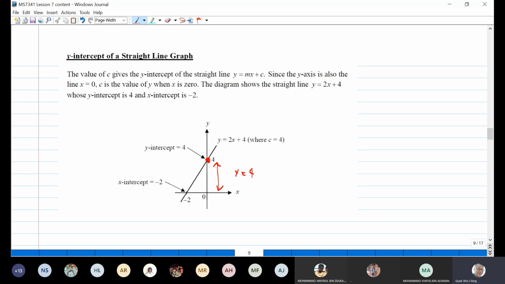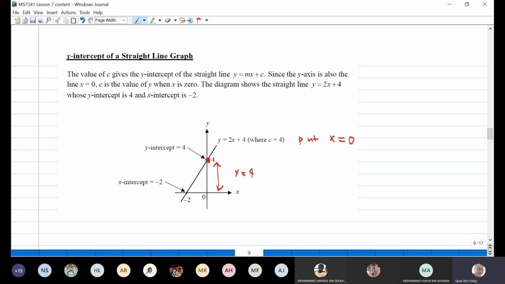How do you find the y-intercept? Basically, it's very easy. Put x equal to 0. Put x equal to 0, you get y equal to 2 times 0 plus 4, the y-intercept. Okay, so this is called y-intercept. It is how far away from 0 the straight line cuts the y-axis.